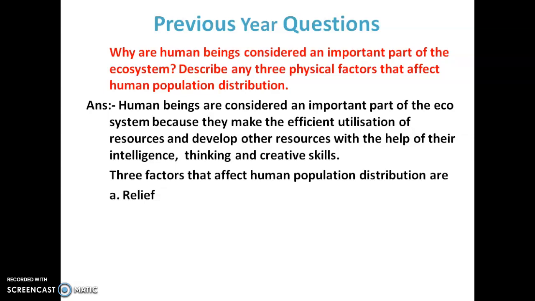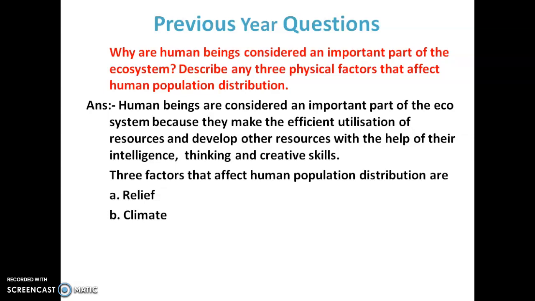Then if we think about plains, which are flat land, it is very easy to construct homes, establish industries, make roads and all. So what we find is that the plains are densely populated, and in other areas like deserts or the hilly areas, fewer people live. The next physical factor is climate.